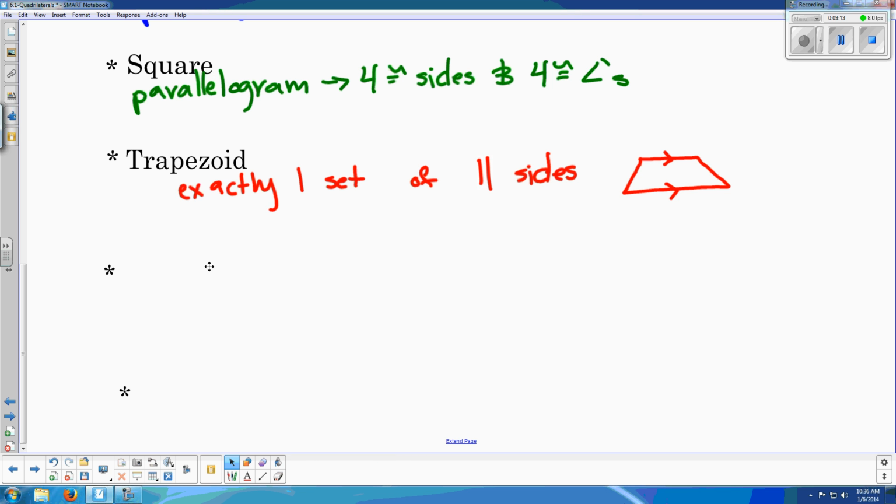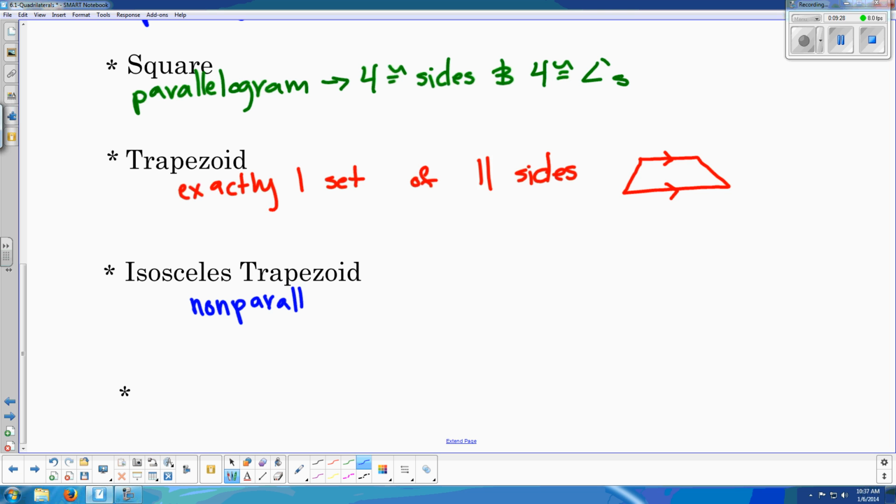Now, there is a fancy type of trapezoid, and it's called an isosceles trapezoid. It still has exactly one set of parallel sides. The thing that we also need to know is that the non-parallel sides are congruent. So that means that in an isosceles trapezoid this side is congruent to this side. It is a perfect shape.